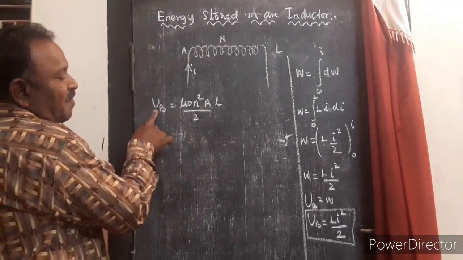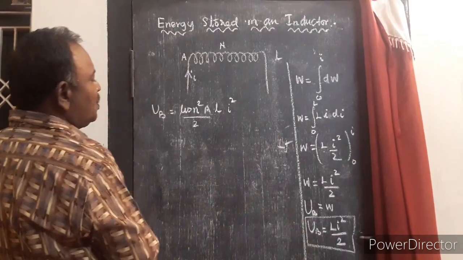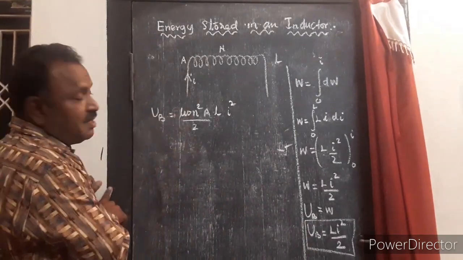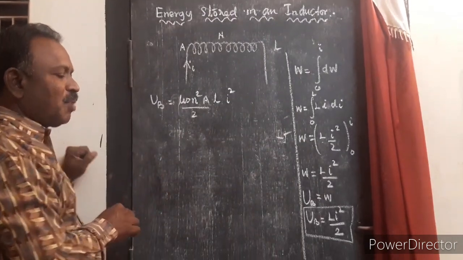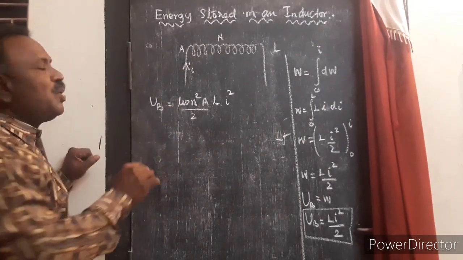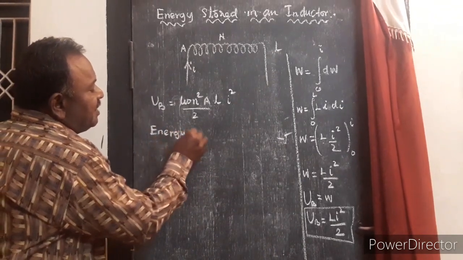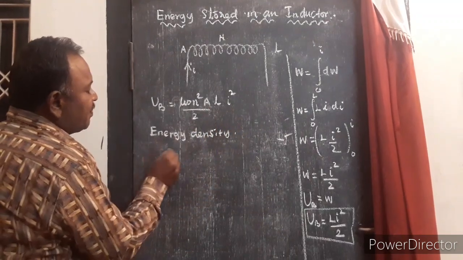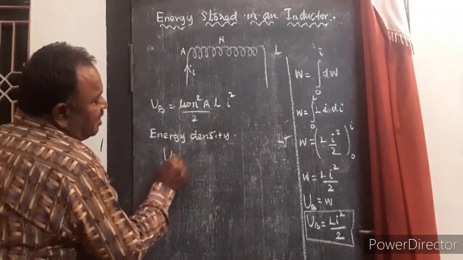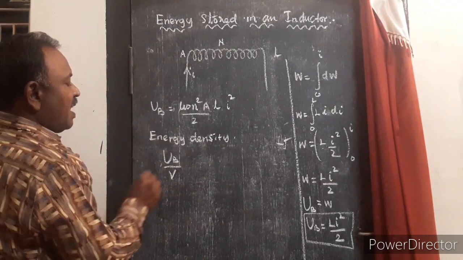This is the value of L into I square. So this is the magnetic potential energy. Now we are going to see potential energy per unit volume, the energy density. Energy density is given by potential energy by volume. So what will you have?